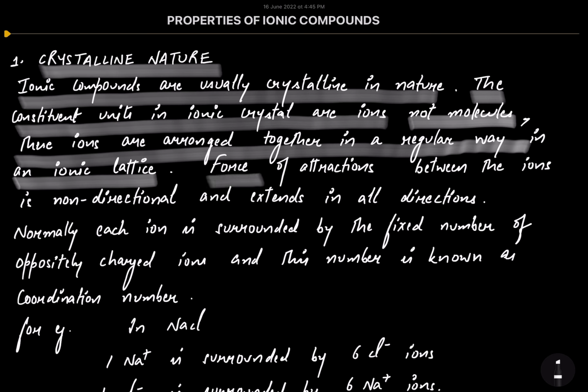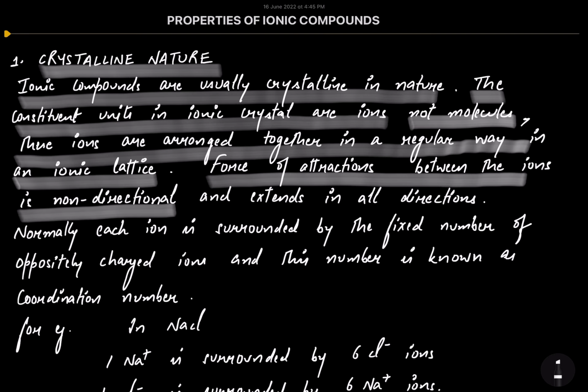Now, the force of attraction between the ions is non-directional. That is, the bond is formed in all directions, it extends in all directions. The ionic bonds are usually formed in all directions. There are not any directional constraints, so they are usually non-directional.